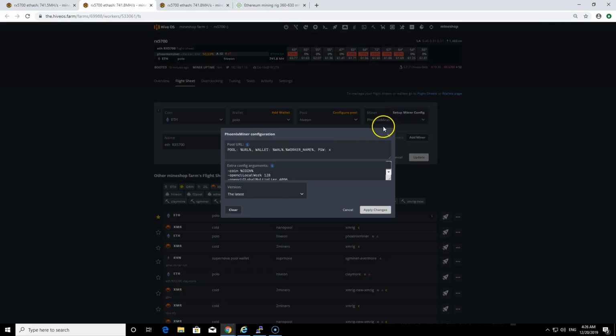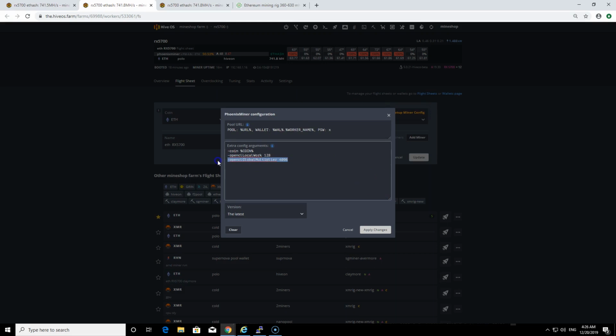So what I did to reach this high hash rate is, in the miner configuration flight sheet, I added two values: OpenCL local work 128 and OpenCL global multiplier 4096. Basically, this setting, OpenCL local work 128, will get you the high hash rate and also the high invalid share ratio.